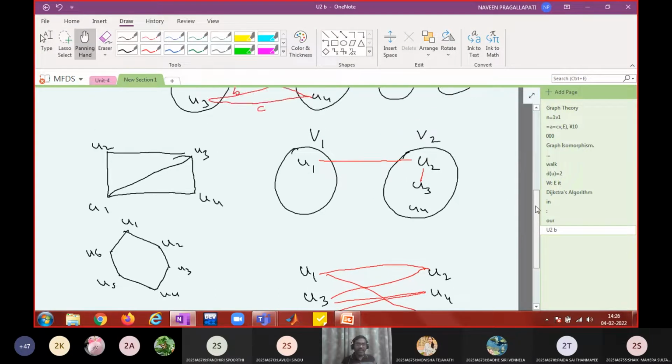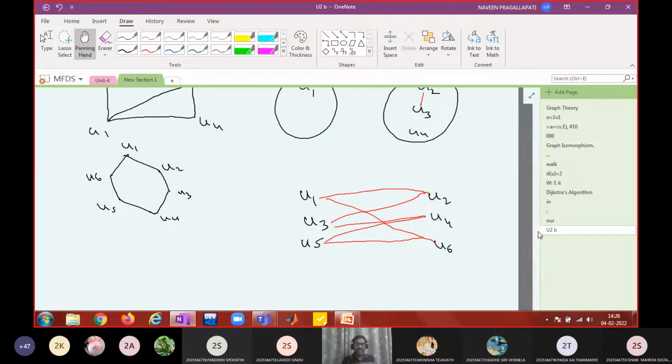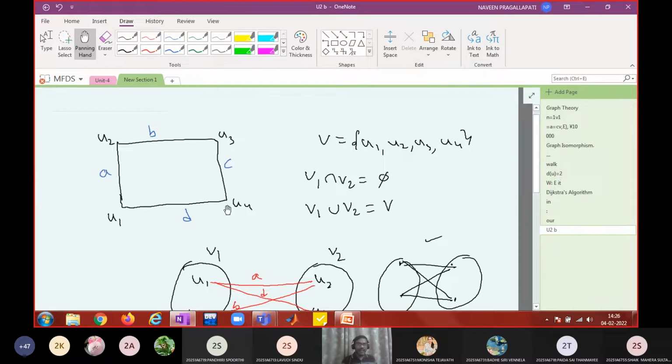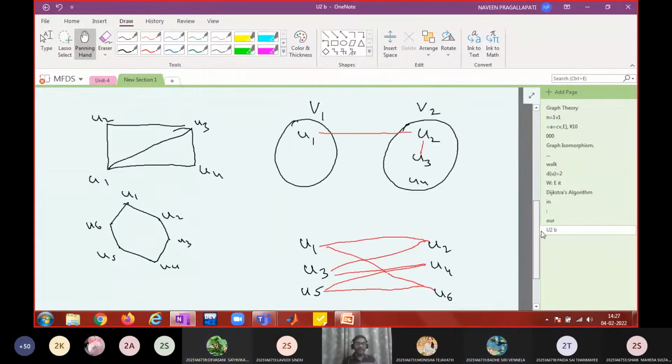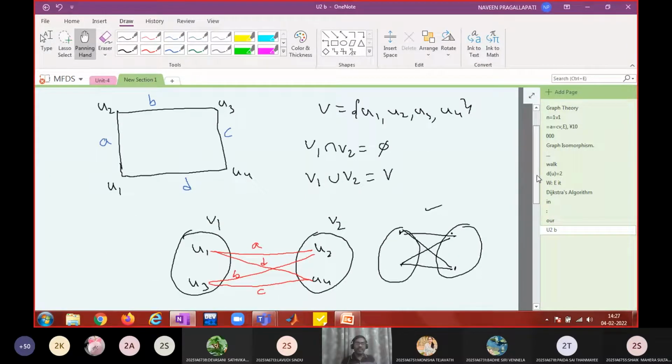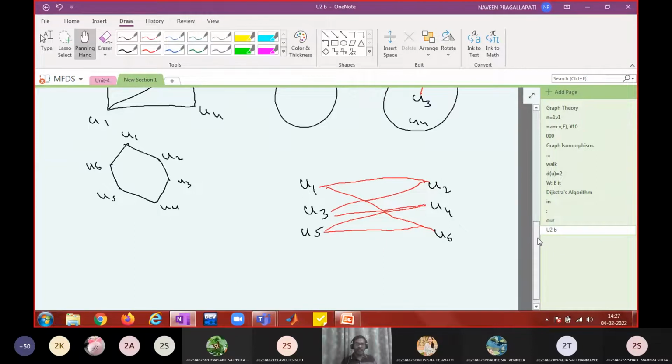So why are you able to do it in these cases and not in that case? If you observe, this is a cycle. What is the length of the cycle? 4. So is it an even cycle or an odd cycle? Even cycle. What is the length of this cycle? 1, 2, 3, 4, 5, 6. 6. Therefore, it is an even cycle. So in these two cases, you are able to make this partition.